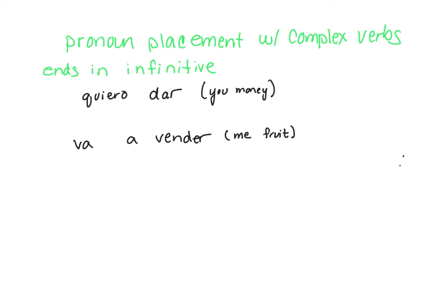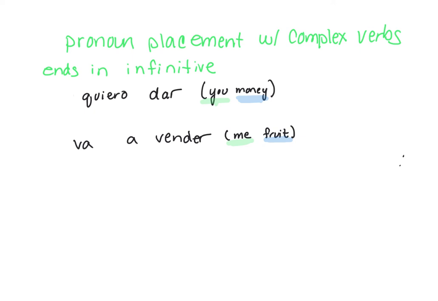Okay, so if you want to say, I want to give you money, give what? Give money, el dinero. So that would be our direct. And give to whom? Give to you. So that's our indirect. Down here below, va a vender, she's going to sell me fruit. So sell what? Fruit, direct. Sell to whom? To me, indirect. Okay, so let's look at where to place.